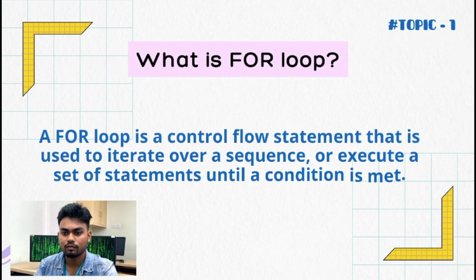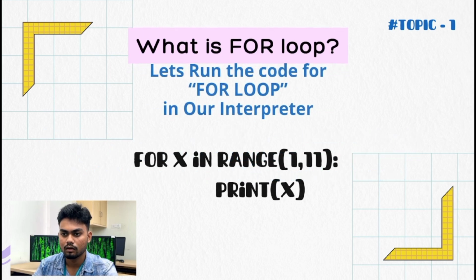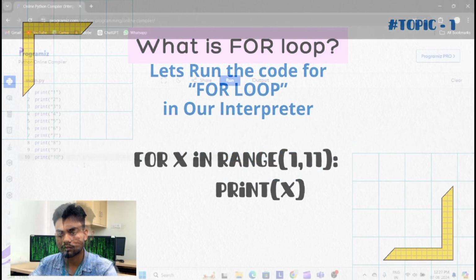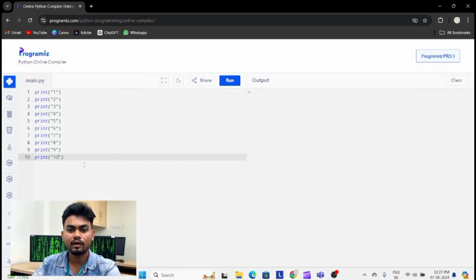What is a for loop? A for loop is a control flow statement that is used to iterate over a sequence or execute a set of statements until a condition is met. Here is the code for the for loop. For example, if I say we have to print numbers from 1 to 10, you could have easily printed numbers from 1 to 10 just like this. Here I run this code and it easily shows the output.